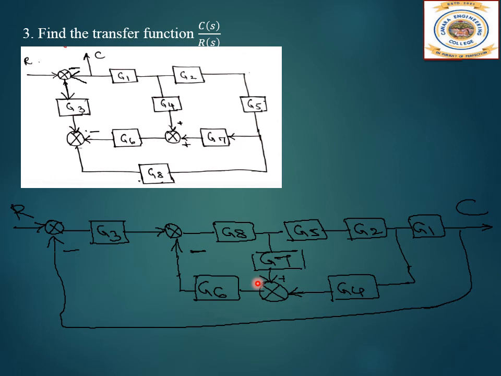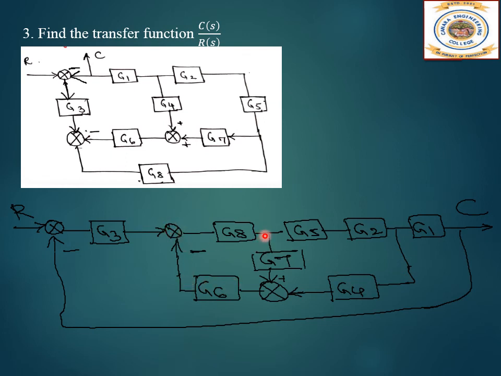So how to do the shifting? We should start from the takeoff point and end at the summation point, which is there at the direct forward path here. So we'll start from this. The signal goes through G4, then see here, arrow mark, it goes to G6 and to this summation point. So this path will have G4, G6, ending at this summation point.